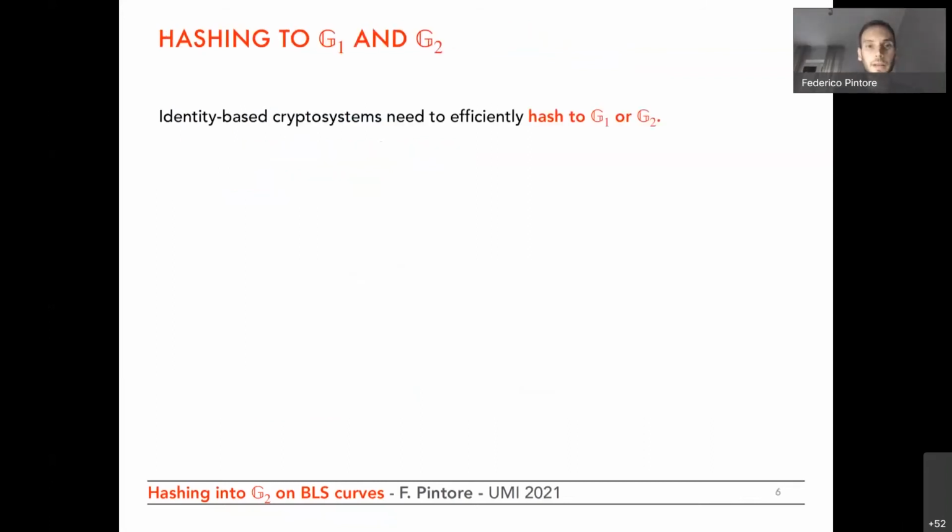So when pairings are used for identity-based crypto systems, there is often the need to efficiently hash to either G1 or G2. An identity-based crypto system is, for example, a crypto system using as public keys binary strings, like strings of information, like an email or something like that. And hashing to the two groups means that there is an efficient map going from the set of strings to the groups, G1 or G2, which looks random, so a pseudo-random function.